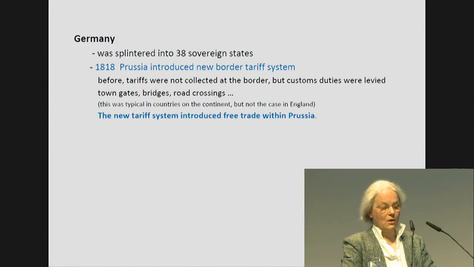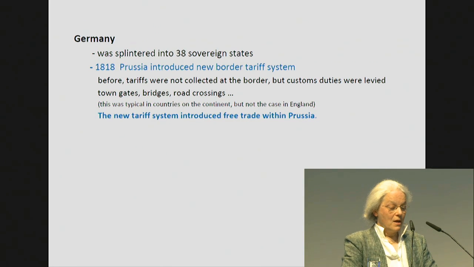Okay, the last point is I looked up what was the situation in Germany at that time and the situation on trade. So after the Napoleon, Germany was splintered into 38 sovereign states, well, having many, many borders within Germany. A large state was Prussia.